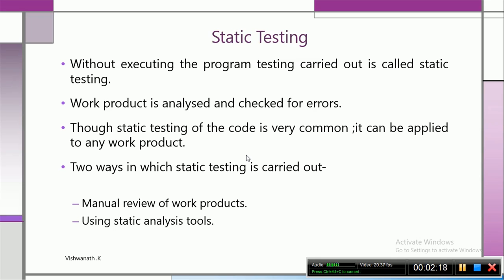Now there are two ways in which static testing is carried out. The first one is the manual review of the work product. Manually we are reviewing the work product. Next is using static analysis tools. For example, the very simple ones are the Gantt chart, PERT chart or scheduling charts. Indirectly we can consider those also as static analysis tools.